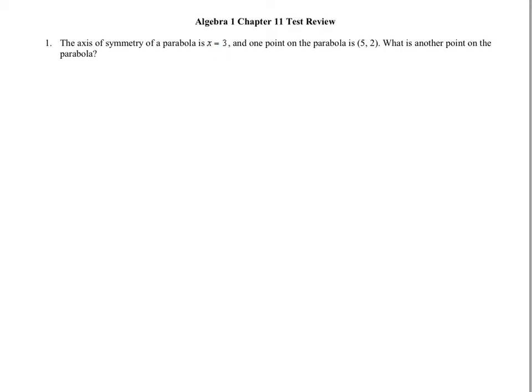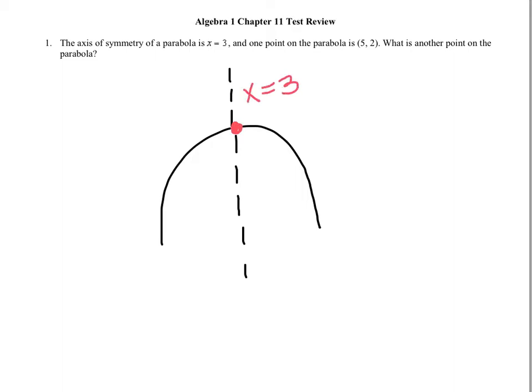So let me draw a graph and show you what I mean. So here's my parabola. It could be a happy or a sad parabola. And here's my axis of symmetry. So let's say this point right here, we don't know what it is. We just know the axis of symmetry is x equals 3. And then you have a random point over here at 5, 2. So here is 5, 2. What they're wanting to know is what is the point over here that is symmetric to 5, 2?